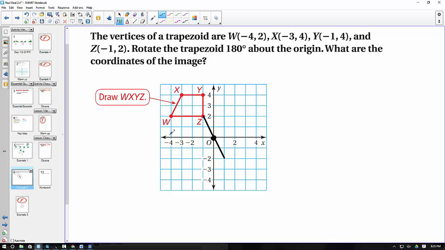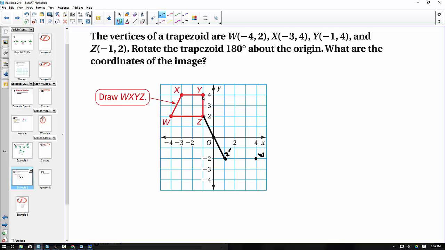So I go down 1, 2, and over 1, 2, 3, 4. So again, I'm at point Z. All right, so let's figure out my W. I go down 2 and over 4. So I go down 1, 2, and over 1, 2, 3, and 4 is over here. So right now I have this point, this point. This was my Z prime. This is my W prime.